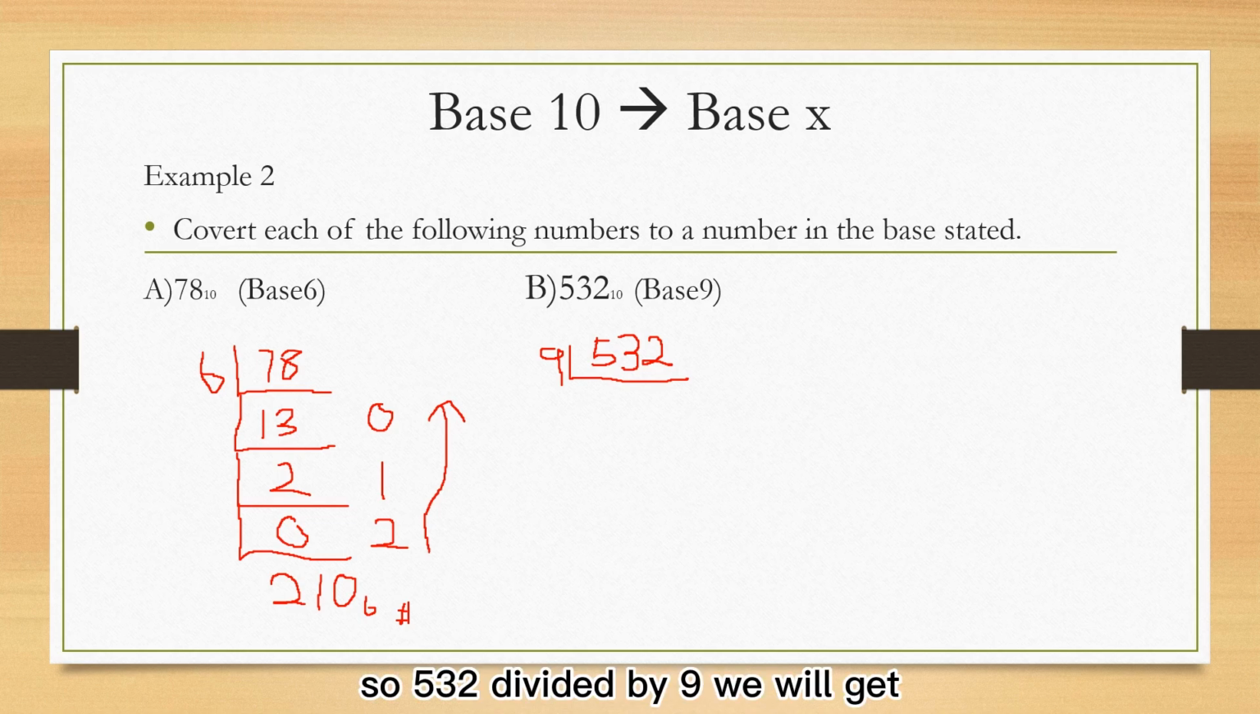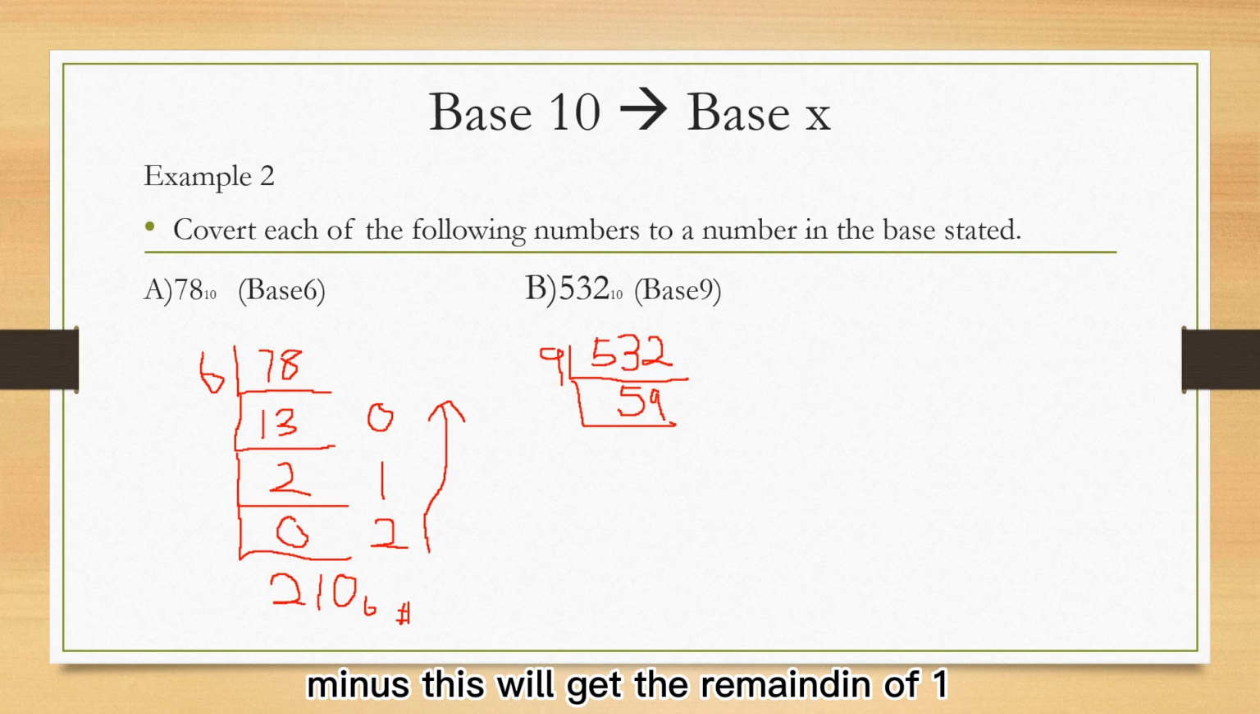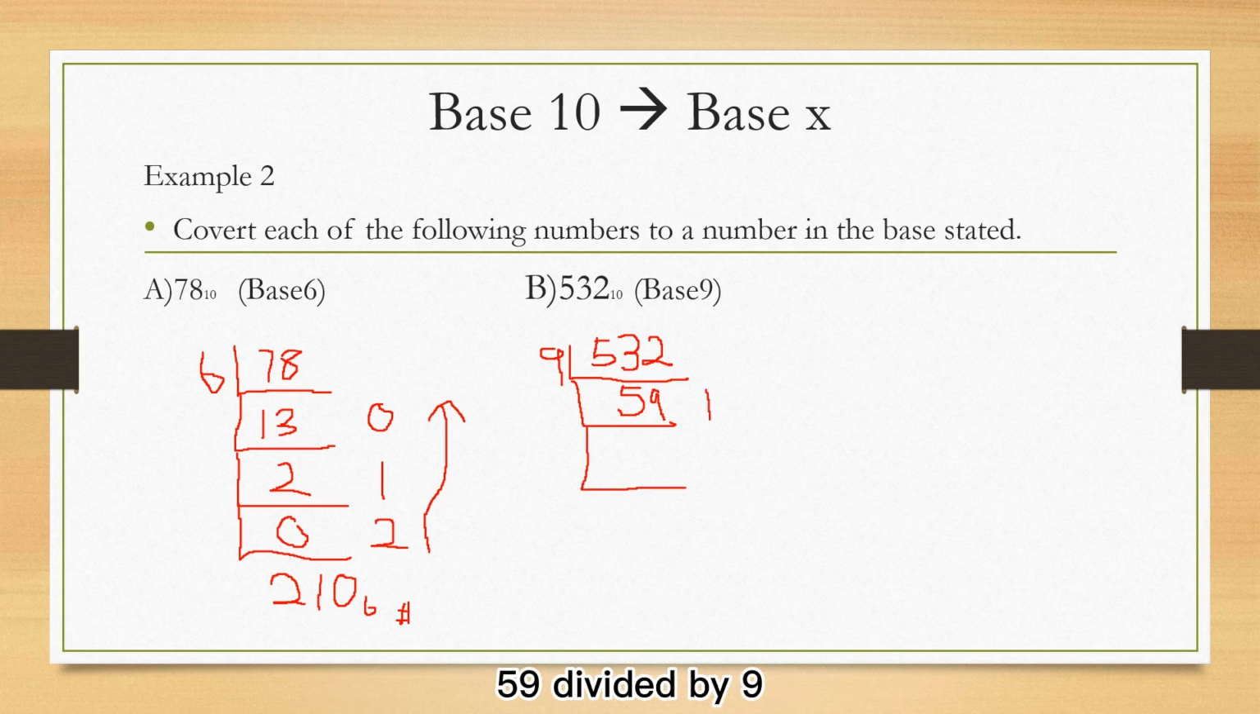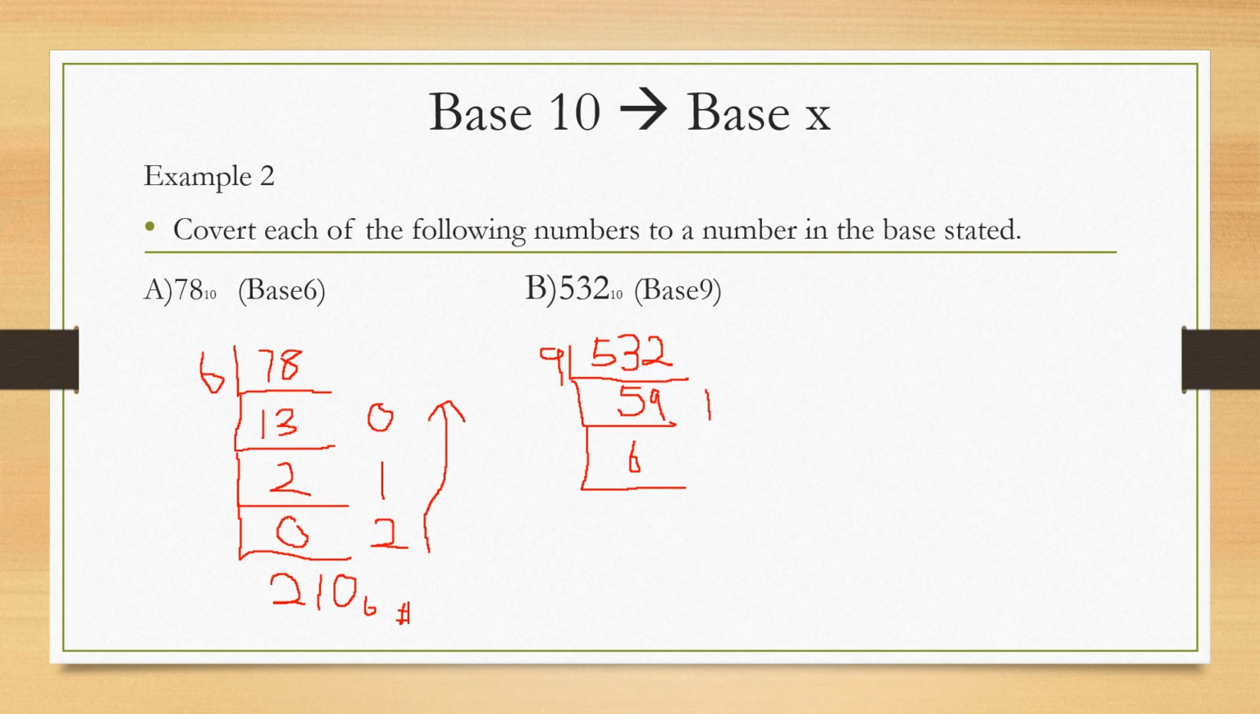For part B, same as just now, let's divide first. 532 divided by 9, we get 59, and 9 times 59 is equal to 531. Minus this, we get a remainder of 1. 59 divided by 9, we get 6, and 6 times 9 is 54. 59 minus 54, we get 5. Since 6 is smaller than 9, we continue and write quotient 0, so the remainder is 6.